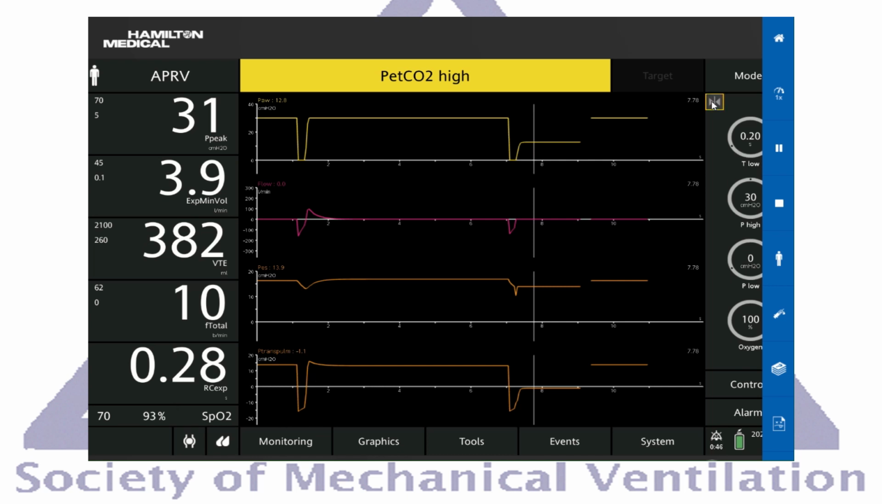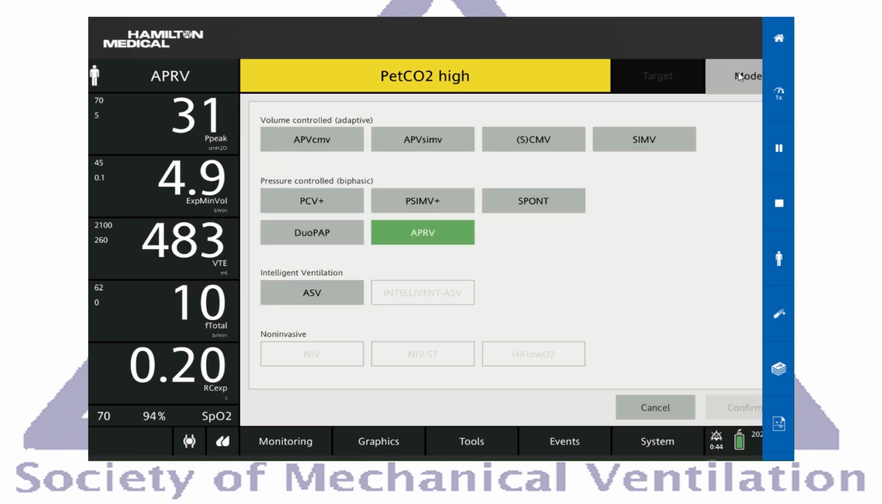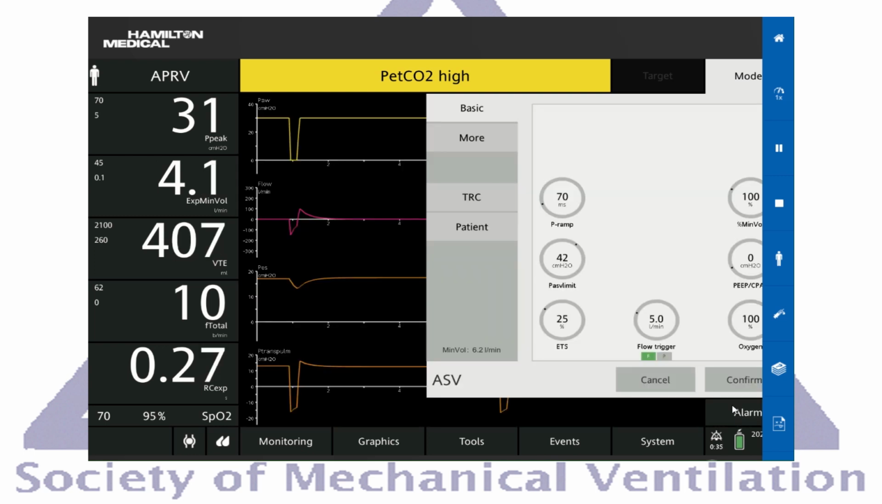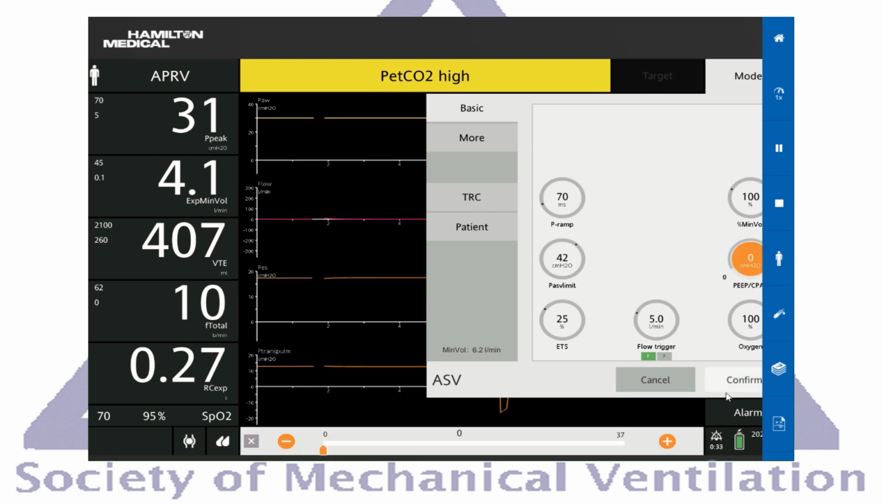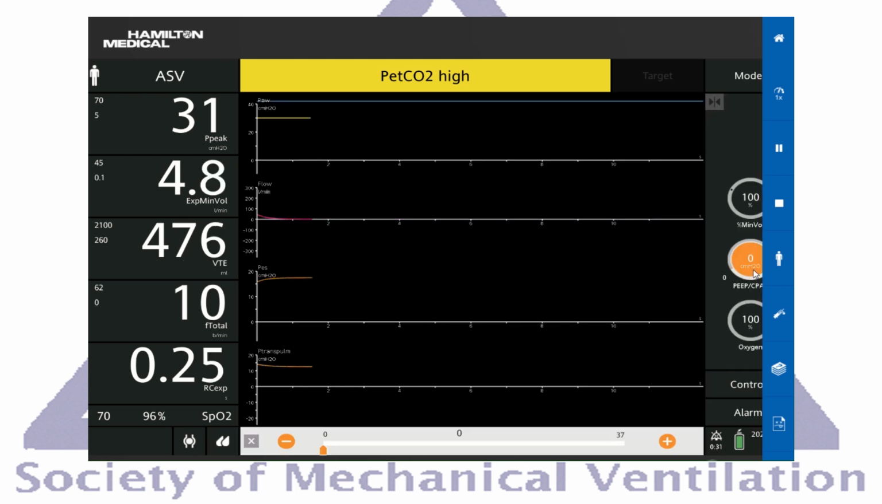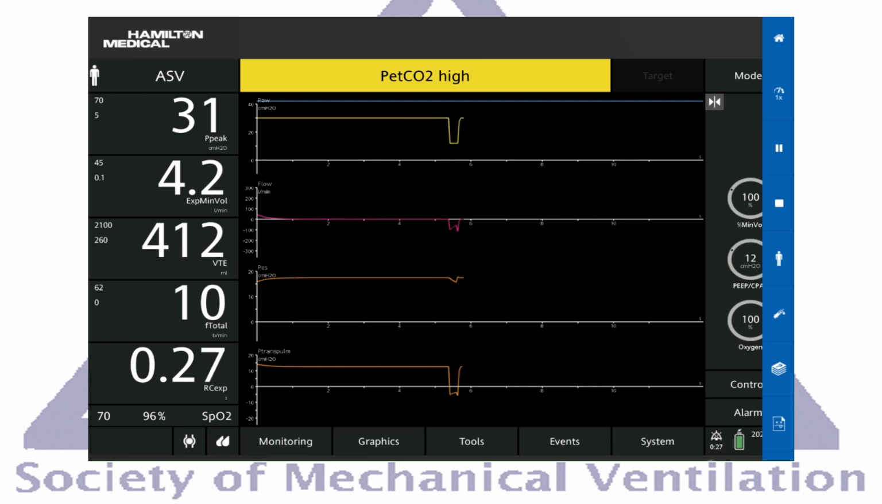The oxygen saturation improved. Of course, you can do all these PEEP maneuvers on any other mode. Here you can use APRV, DuoPAP, ASV. Of course, we have a video for this too. And again, you're gonna adjust the PEEP accordingly in the same manner.